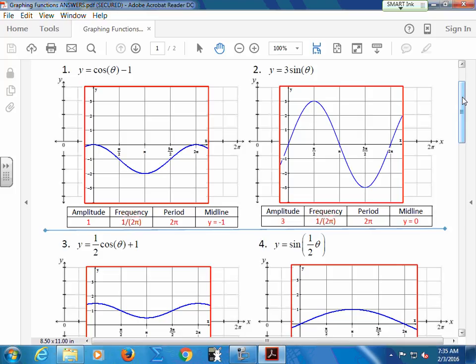Like yours are shorter and ours are like this long. Yours are longer? It's like there was a bunch of ticks in between each, like pi over 2 and then 3 pi, so it was really weird to graph. Let me see what this is. I'm confused about the cosine one. Why? Mine just looks really weird.